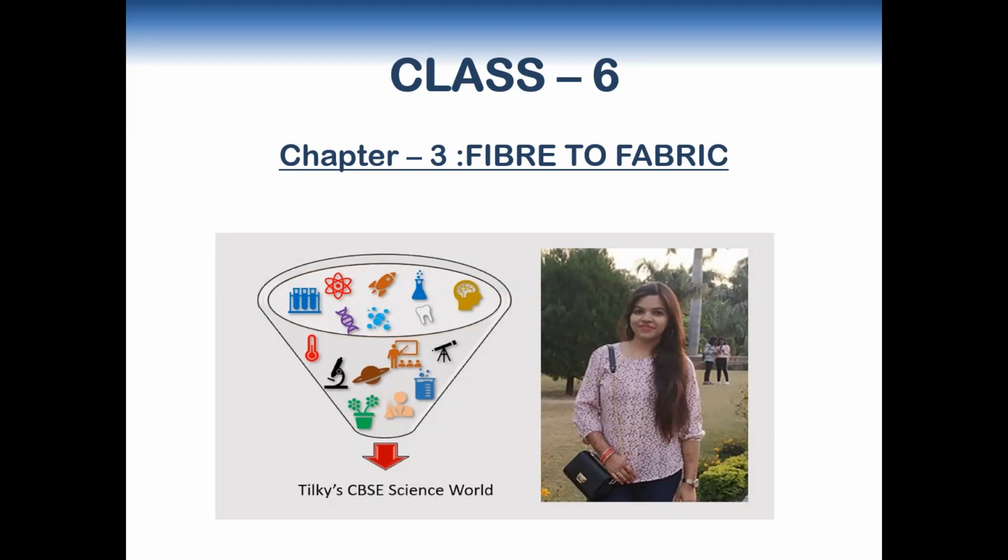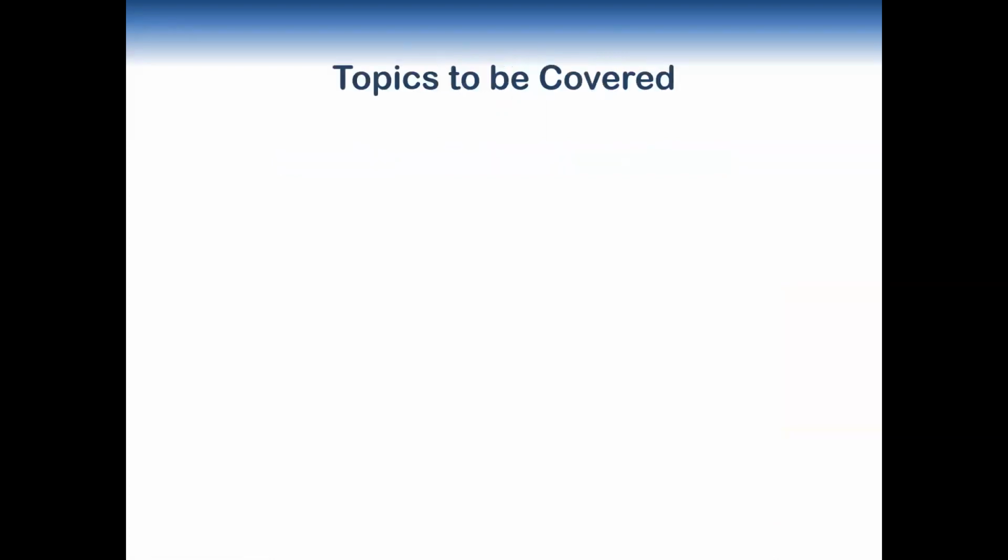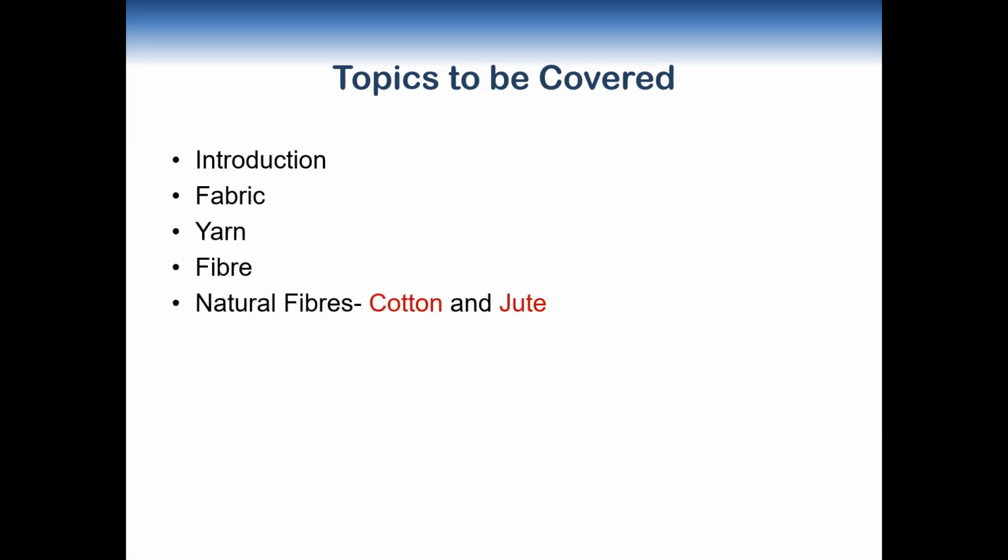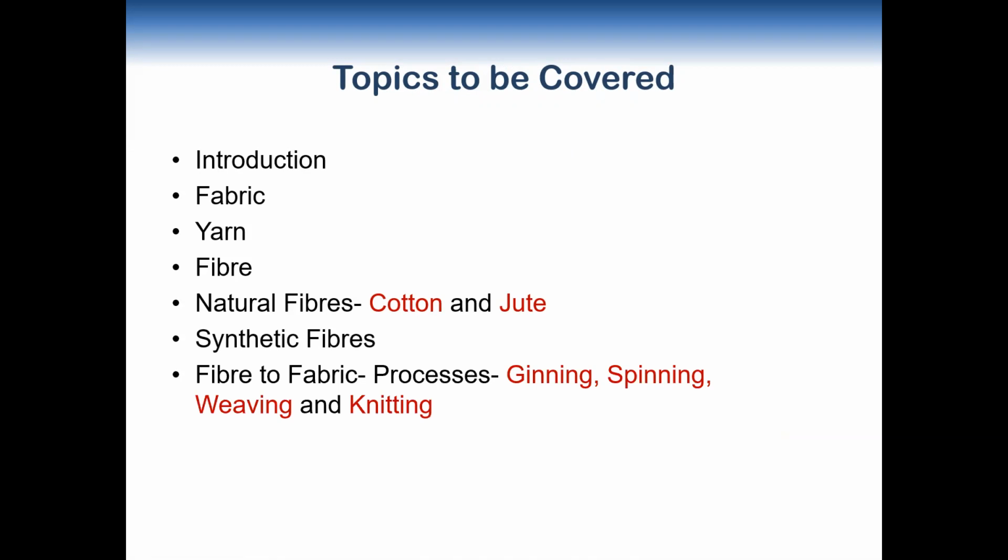Today we are going to discuss chapter 3 of class 6 science, that is fiber to fabric. In this chapter we will be covering the following topics: introduction, fabric, yarn, fiber, natural fibers, that is cotton and jute, synthetic fibers, processes like ginning, spinning, weaving and knitting, and history of clothing material.